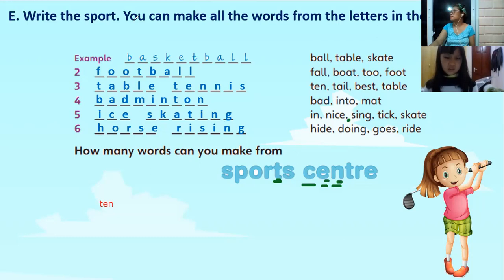How about pot? The word pot. Okay, you have to find the word pot. There's letter P, there's letter O, and there's letter T. Where's the P here? P, O, and T. It's a pot. Okay? Badminton. Oh, I know what you are trying to mention to teacher.